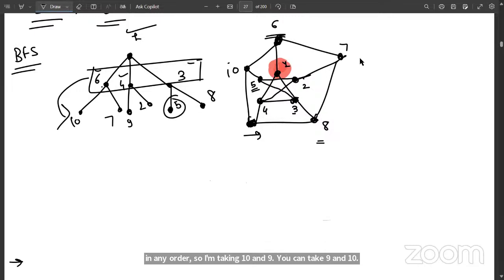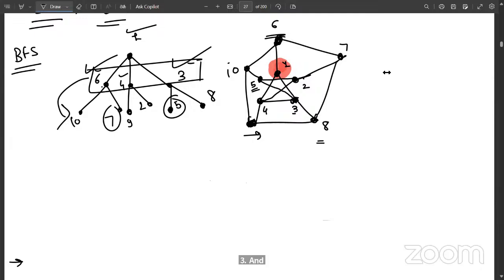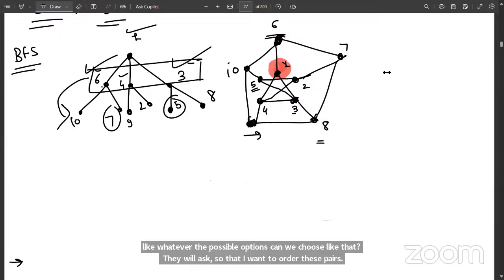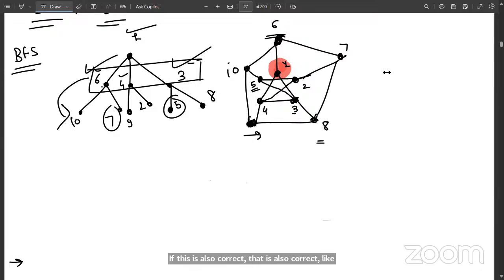Okay, 5 will have parent 3. That's what I'm asking, ma'am. Because like A, B, C, D, E, F, if they are giving that, they will give some order like A, B, C, D, E, or E, F. Whatever the possible options can be, they will ask, so that I want to order these pairs. If this is correct and that is also correct, it may be like that.